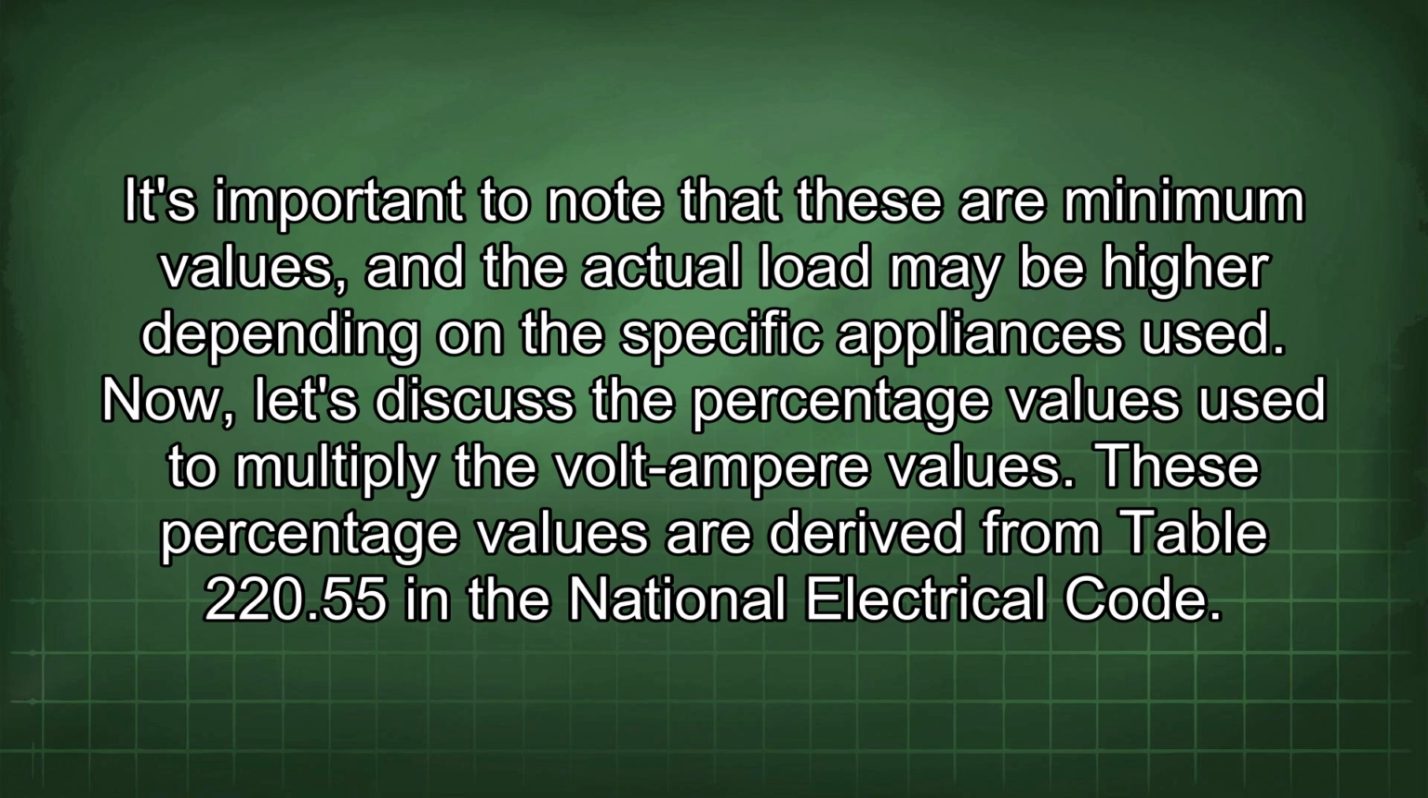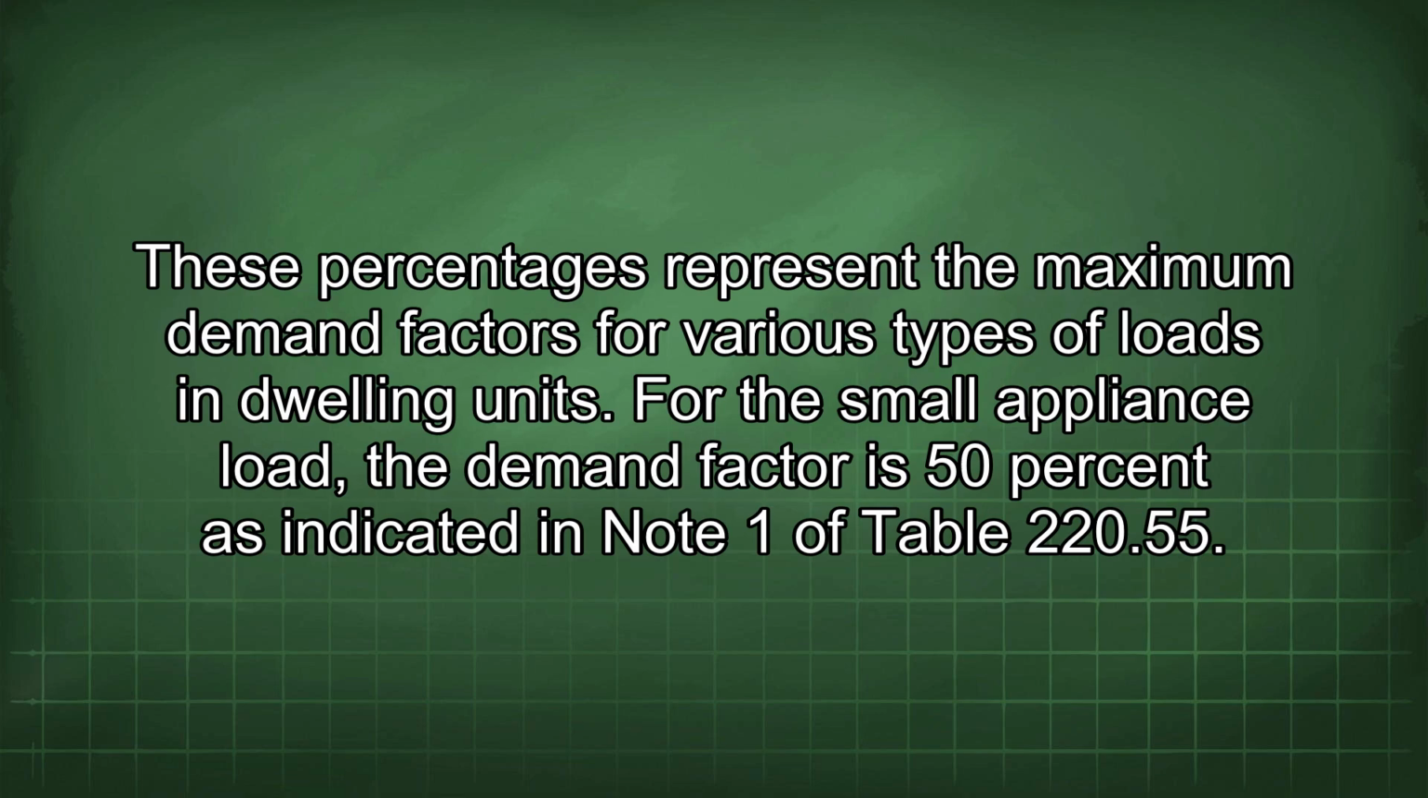Now let's discuss the percentage values used to multiply the volt-ampere values. These percentage values are derived from table 220.55 in the National Electrical Code. These percentages represent the maximum demand factors for various types of loads and dwelling units. For the small appliance load, the demand factor is 50% as indicated in Note 1 of Table 220.55.